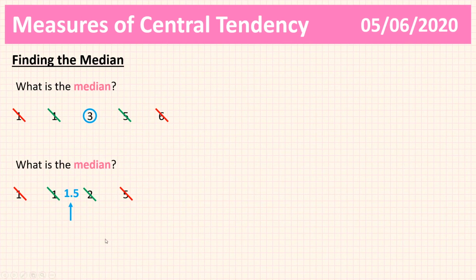The other key thing to notice is that when we had an odd number of data points, our median was part of the data set. When we have an even number of data points, our median is not part of the data set. So that's another thing to remember.